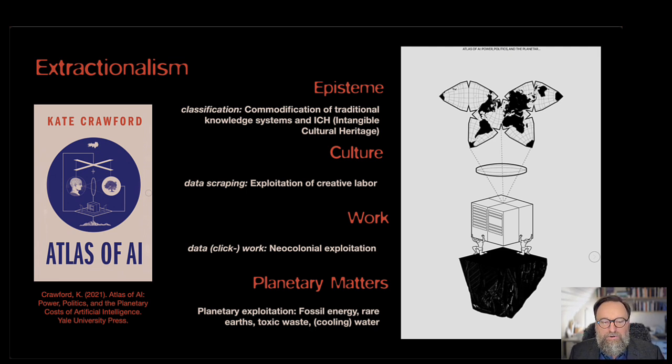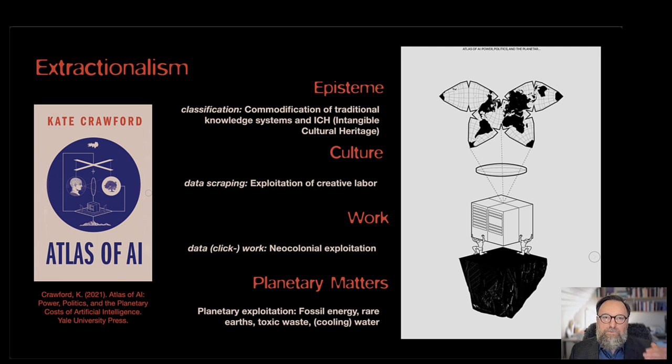This is a really important book, and what she's pointing to is the dimensions of extractionism that AI does. I talked a bit about that already, but let's have a look at this diagram of the book. At the lower part we have the planetary matters. So we have the planetary exploitation, fossil energy, rare earth, toxic waste, cooling waters, and everything that's of course extractionism. Every digital technology does that, but now it's multiplied because everyone needs AI, and we need much bigger server farms and everything. So secondly, exploitation of work. So the data click work, I mentioned that, neocolonial exploitation, but also the creative labor, and the data scraping that is done there.